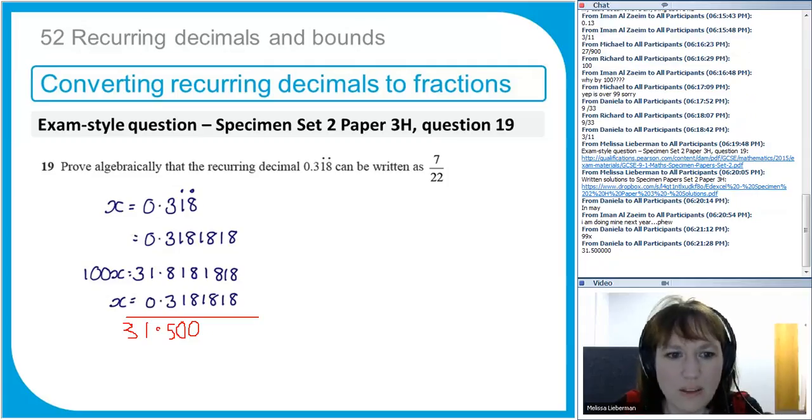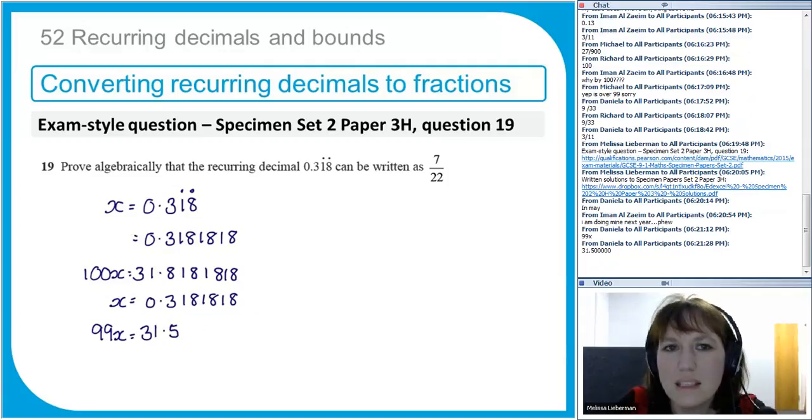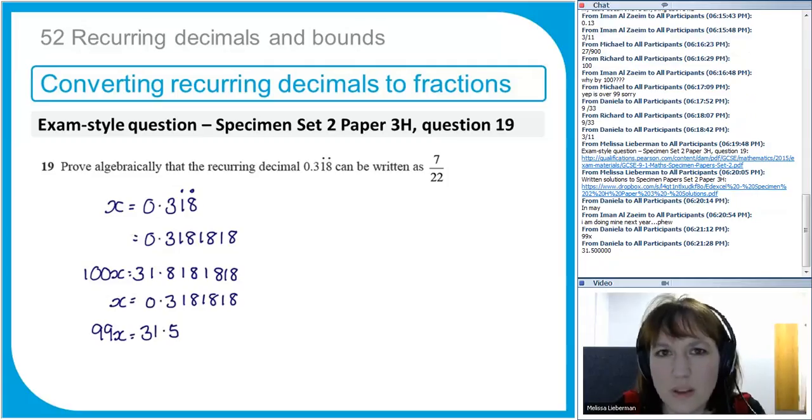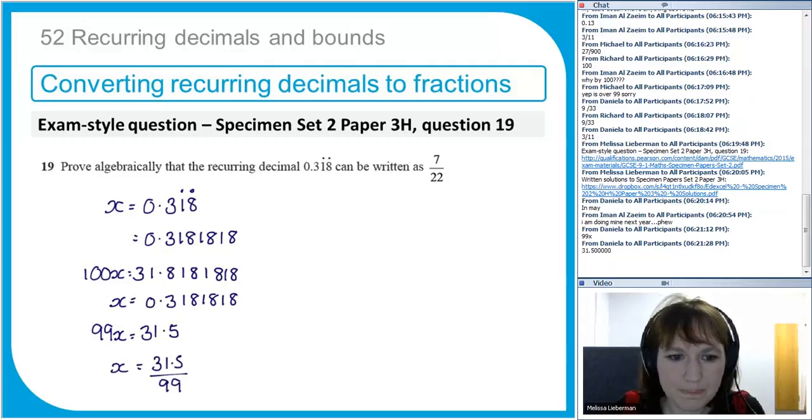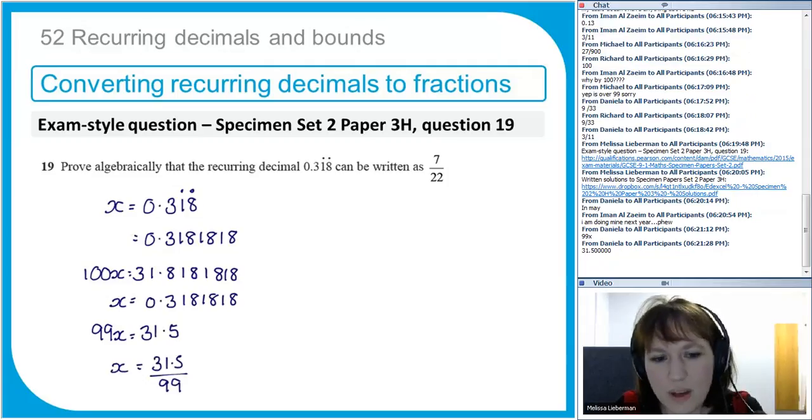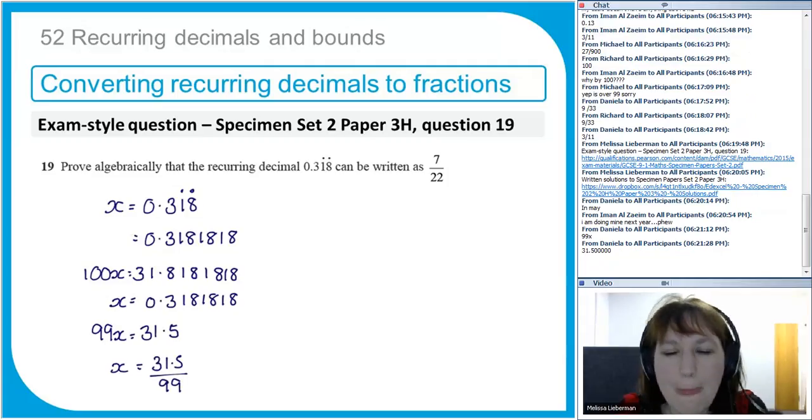So when we subtract those, we get that 99x equals 31.5. And so to convert this into a fraction, we divide both sides by 99. So x equals 31.5 over 99. You could include a step where you multiply top and bottom by 10, so you would have 315 over 990, and then you would need to cancel down. But because it's given to you in the question, we're actually almost there.